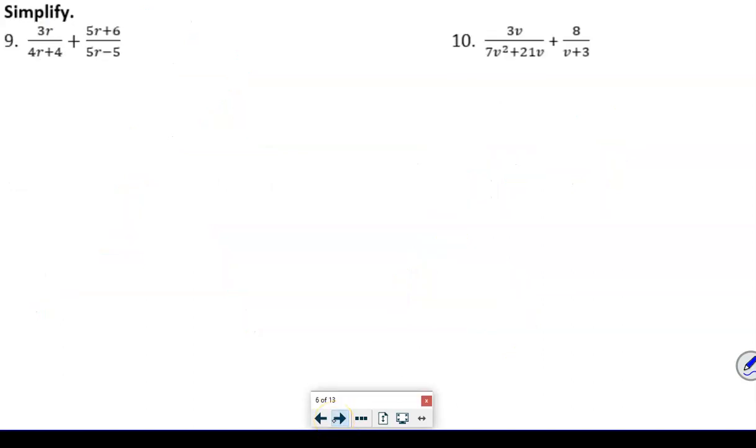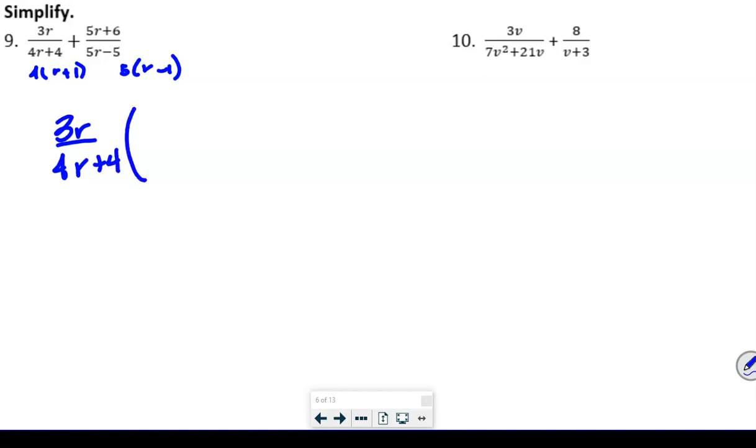All right, number 9. So on this one, we got to get a common denominator, okay? So I noticed that this would be 4 times r plus 1, and this would be 5 times r minus 1. So I don't see any repeated factor here, okay? So because of that, I'm just going to multiply both of them by the denominator of the other one. So this is going to be 3r over 4r plus 4, and I'm going to multiply this by the 5r minus 5. 5r minus 5, right?